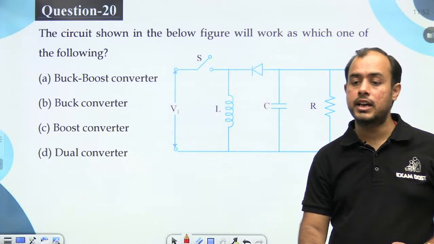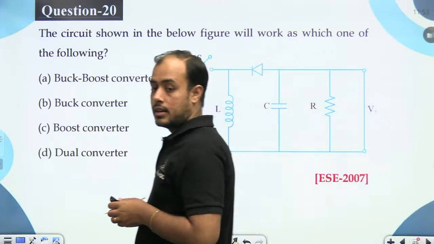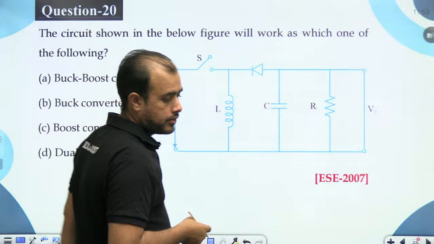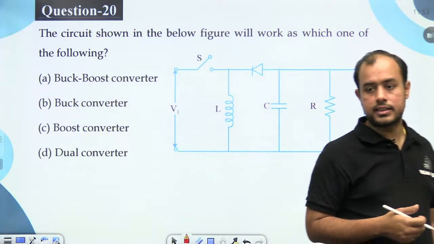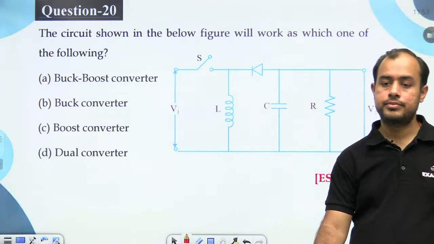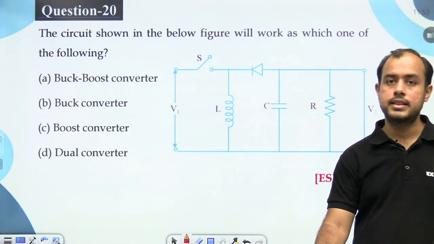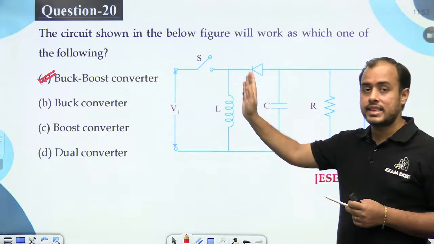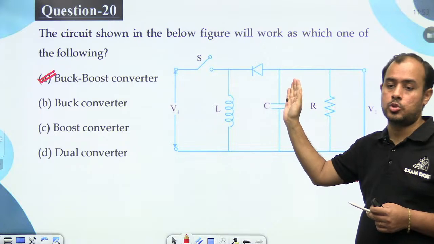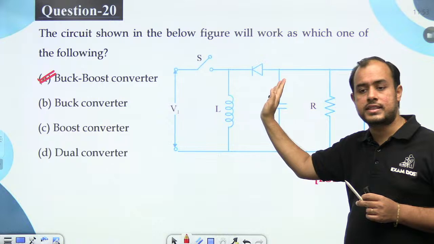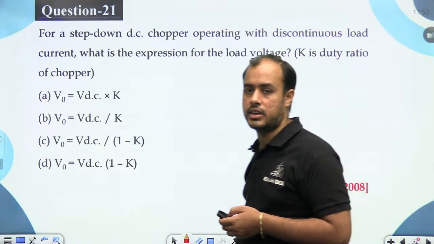The circuit shown in the figure, what is this circuit? What does this circuit represent? क्लियर हो गया? अब आगे याद रखिएगा स्विच यूटिलाइजेशन रेशियो। Come on, what is this circuit? This is buck boost converter. When inductor is neither connected to the source nor to the load. Inductor ना ही source से जुड़ा है ना ही load से. It is hanging between the source and the load. It is a buck boost converter.